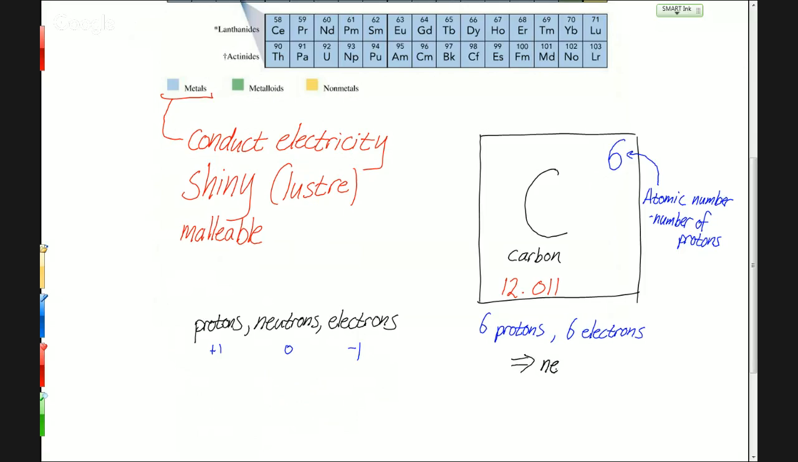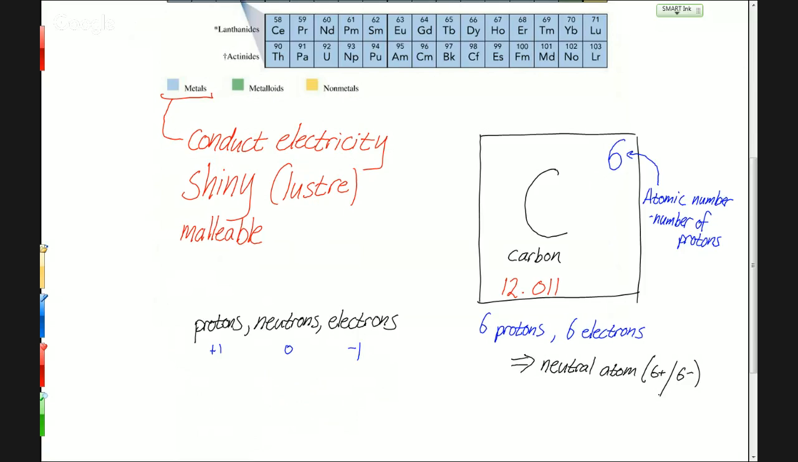This tells us it's a neutral atom. 6 plus, 6 minus is 0 overall. That's not always the case. We're going to look at what happens when there are different numbers of electrons. We call those ions.